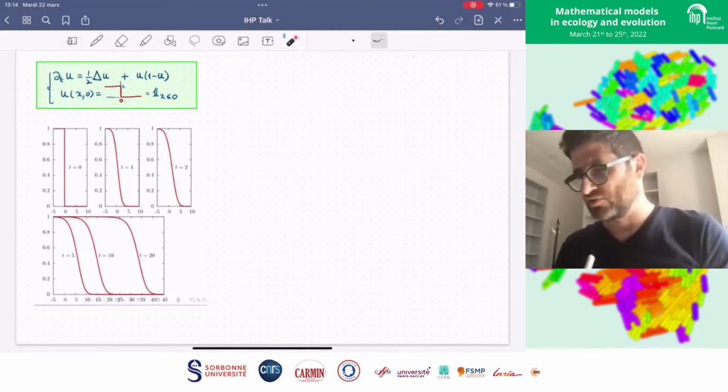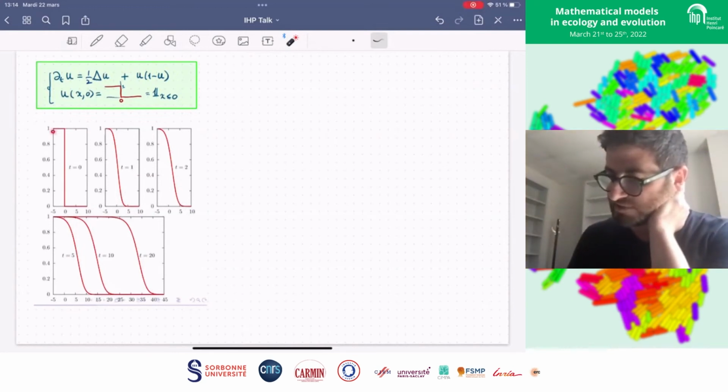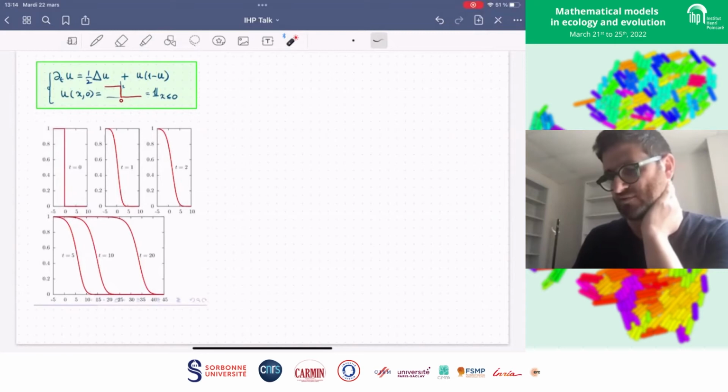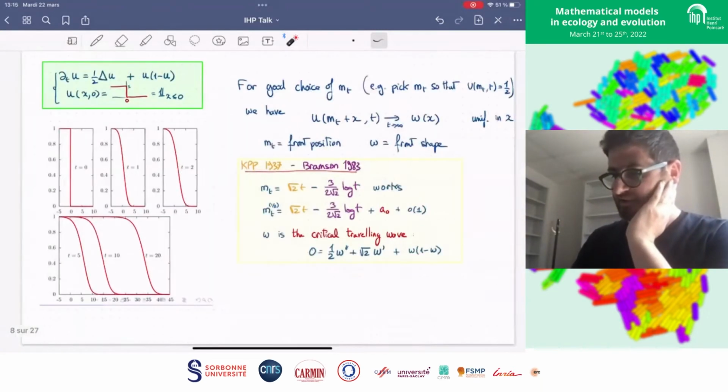I'm sure that you all know how the solutions of this equation behave, but just let me remind that if you start with this Heaviside initial condition, you wait 1 unit of time, you're going to see something like this. 2 units of time, you're here, and this is after 5 units of time, 10 units of time, and 20 units of time. And what you see here is that it looks like you have this stable shape, which is moving to the right after some time at some constant, at some linear velocity.